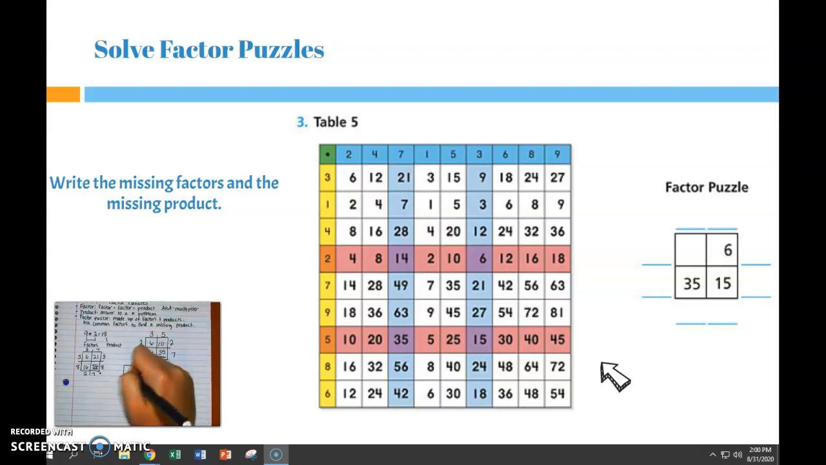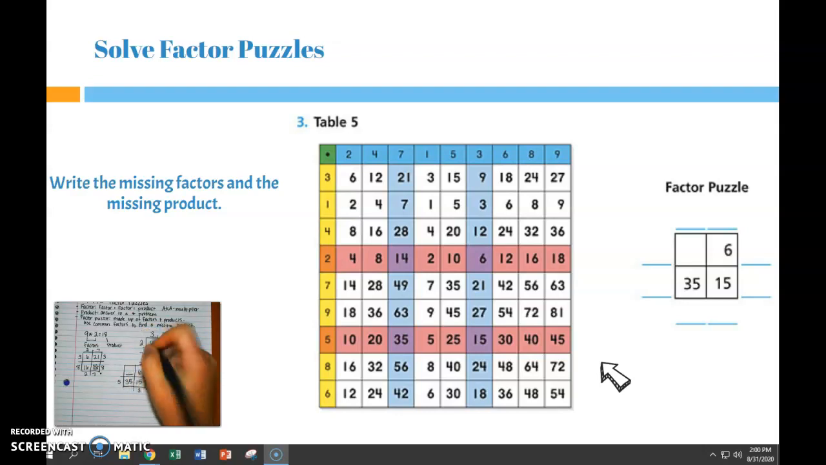My unknown is right here, and then I know the products of 6, 15, and 35. I can start anywhere on this factor puzzle where I have 2 products side by side. So I'm going to start at 35 and 15. A common factor of 35 and 15, their greatest common factor in this case would be 5. It's the biggest factor that they both have. So then I'm going to think 5 times what gives me 15? That's going to be 3.